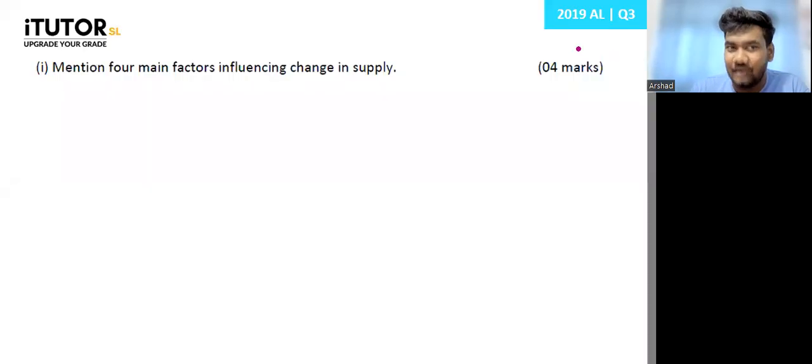So question number 3 of the 2019 A-level paper. Now this is from unit number 3 ideally, but the first question actually is from unit number 2. Mention 4 factors influencing change in supply. So what are the factors influencing a change in supply?